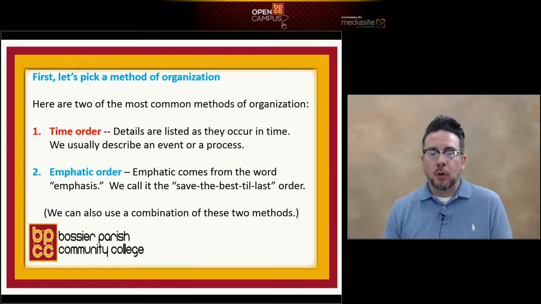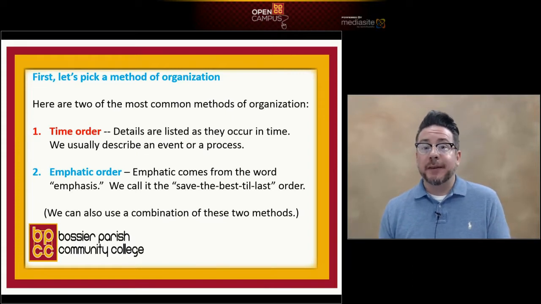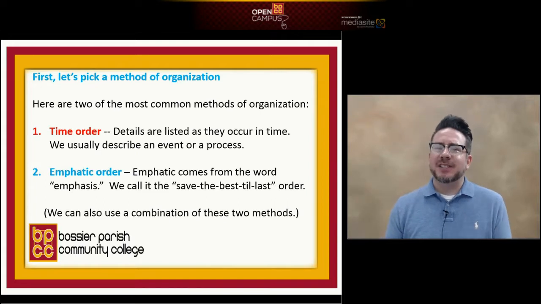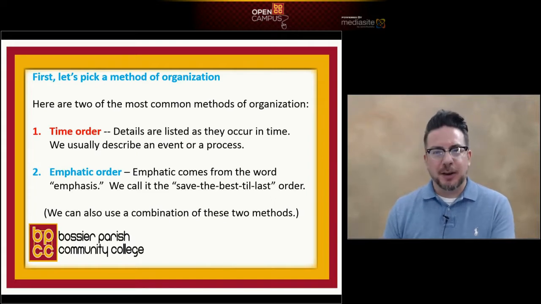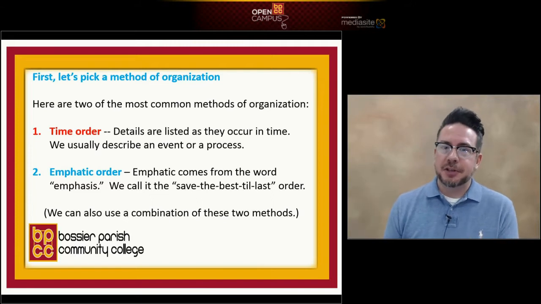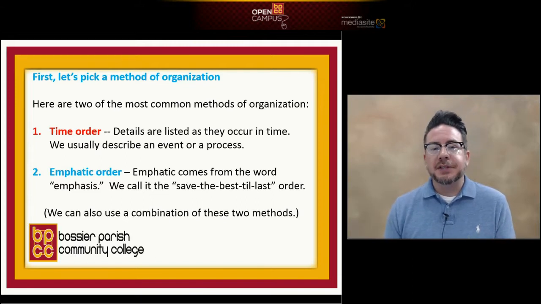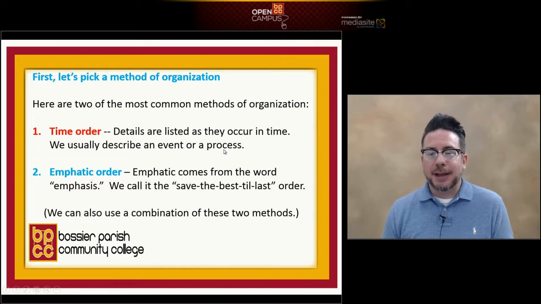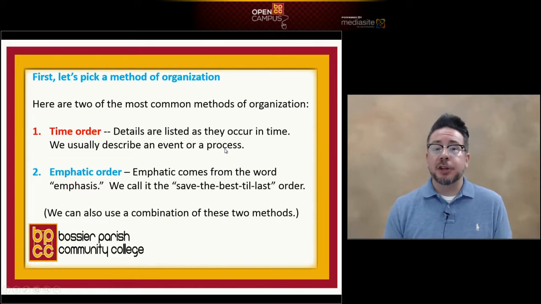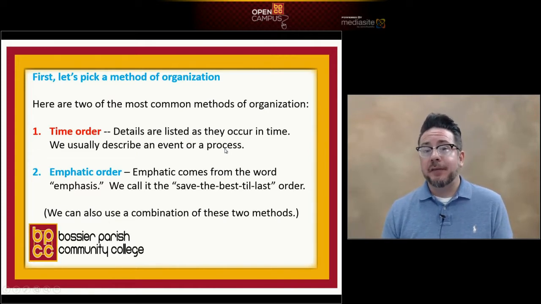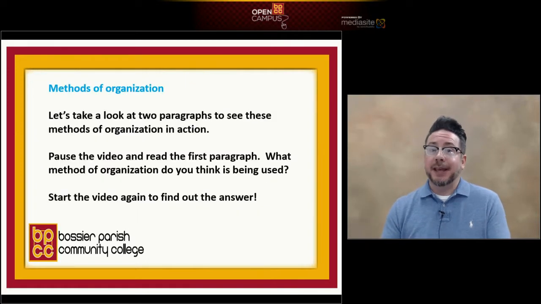And the second order is called emphatic order. Now, emphatic just comes from the word emphasis. And you know, when you emphasize something, you're kind of underlining it. You're showing how it's the most important. We often call this order the save the best till last order. Because when you're using emphatic order, we do save our most important point for the end of the paragraph, because that's the point that readers are most likely to remember.